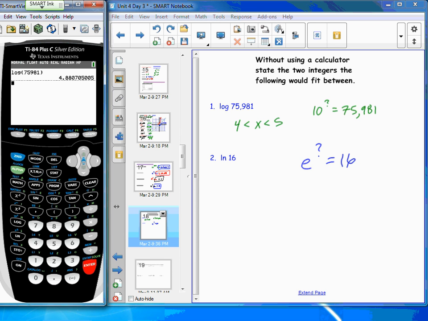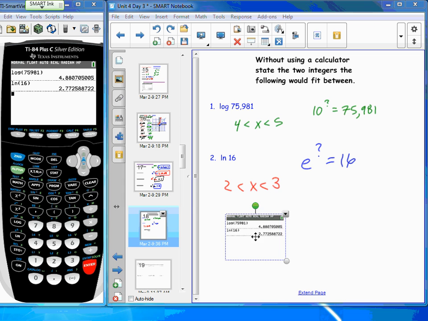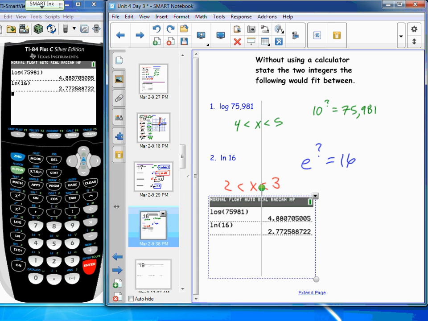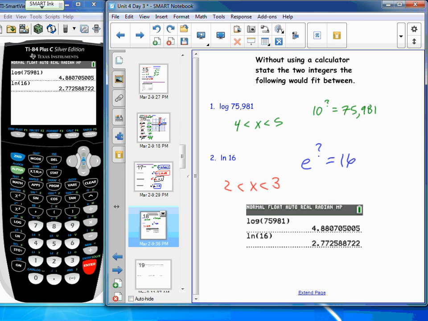All right, let's try. I want to write down our guess first. So we're guessing in between 2 and 3. Hey, we have an ln button on our calculator, right? That's why it's useful to work with common and natural logs, so we have those buttons on our calculator. Hey, we were right. 2.772 about. So we're doing okay. Awesome.